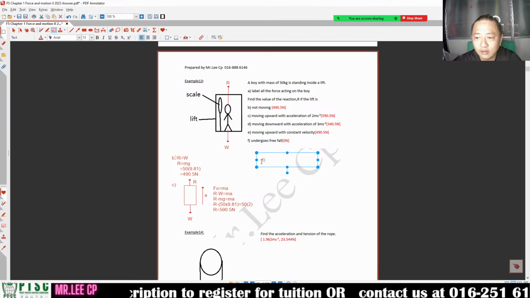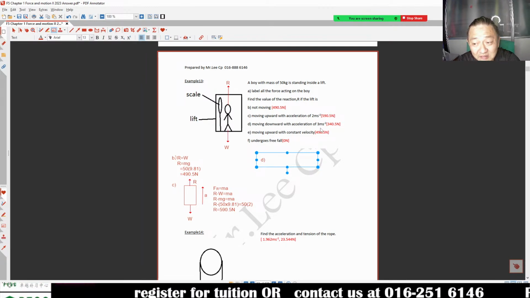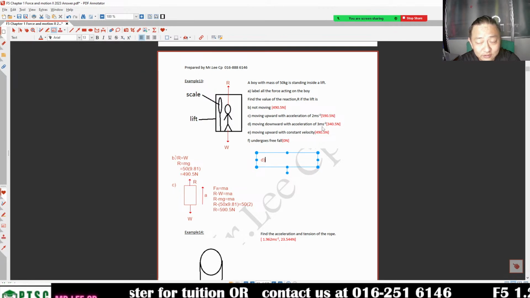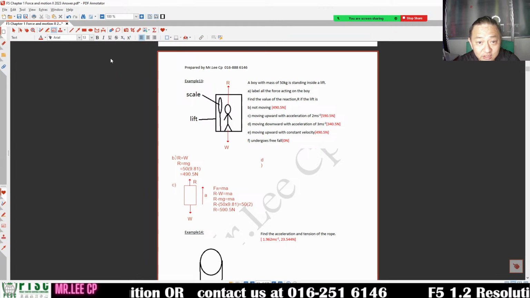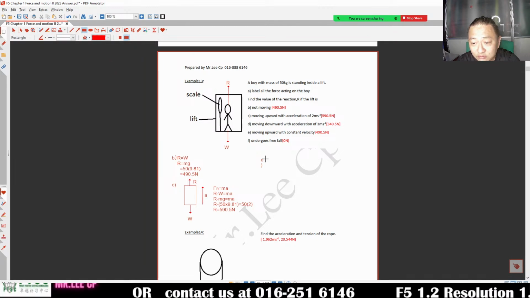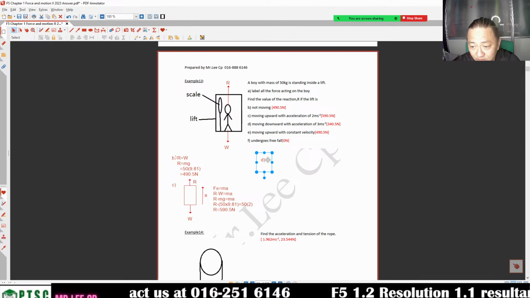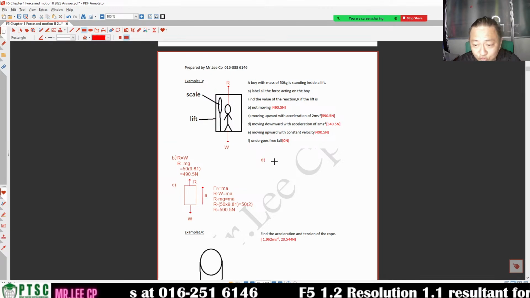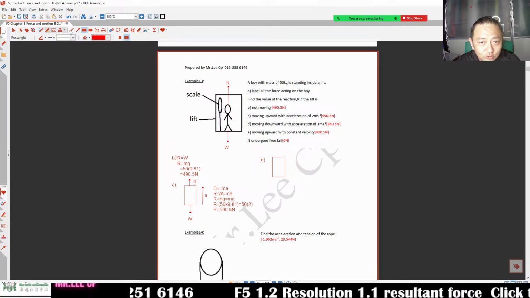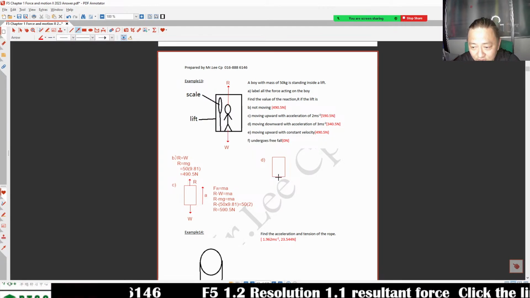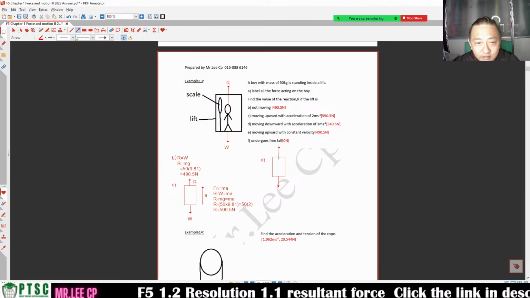Right? D. Moving downward with acceleration. Moving downward means downward is bigger. If not, how can it go down? Am I right? So I want to draw this. This is the leaf. I don't want to draw the boy already. This one is weight. This one is R.